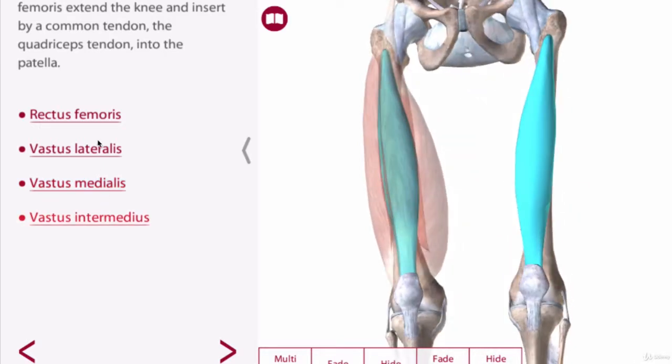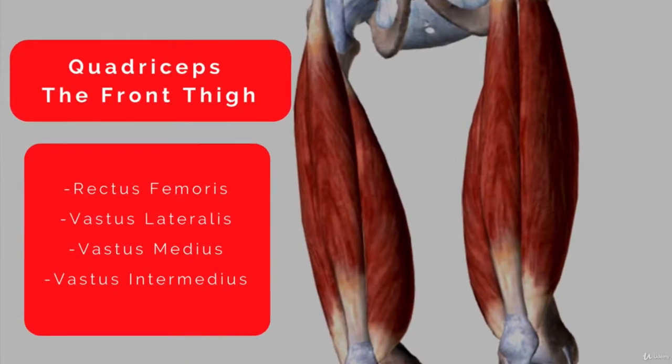The function of the quadriceps is to extend and flex your hip and knee joint.